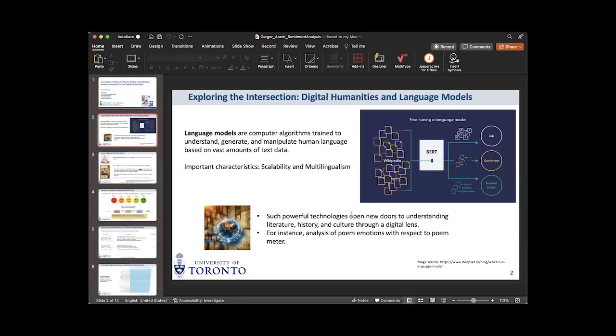So we were thinking to use these tools to understand the Iranian literature. One of the first questions that we asked: we wanted to see if we can find a correlation between the meters that are used in Iranian poetry and the emotions behind poems. So we wanted to use these language models, analyze large texts, and then see if we can find, for example, a correlation between the meter that is used more often and the emotions behind the text, Iranian poetry.